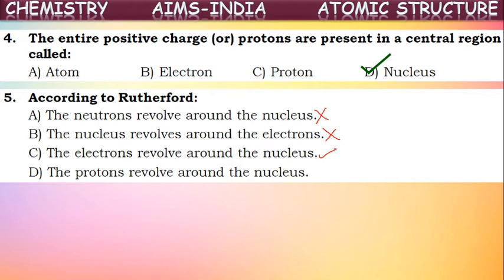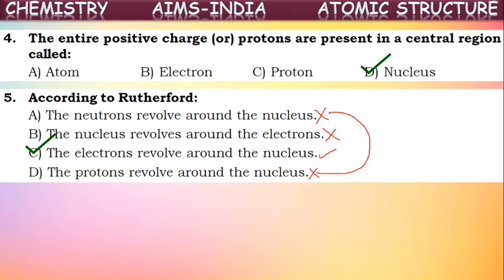What is the next one given? Protons are revolving around the nucleus. This is also incorrect because protons and neutrons are present in the center of the atom called nucleus. Around this nucleus, electrons are revolving in the concentric imaginary circular paths, which are called orbits or shells. So electrons are the particles which are revolving around the nucleus. That is correct. This is a statement given by Rutherford.